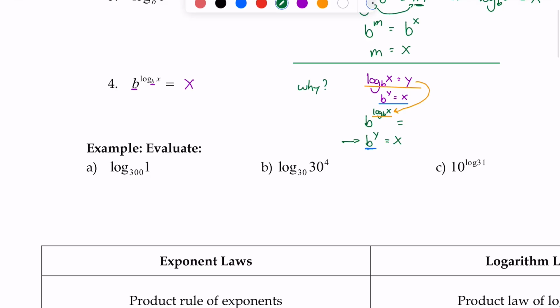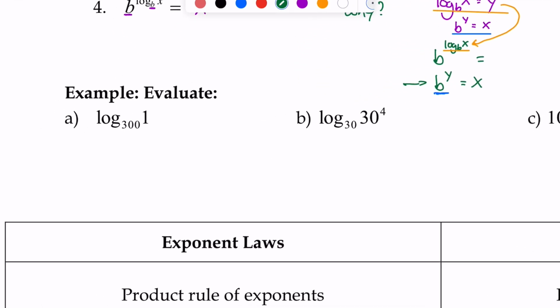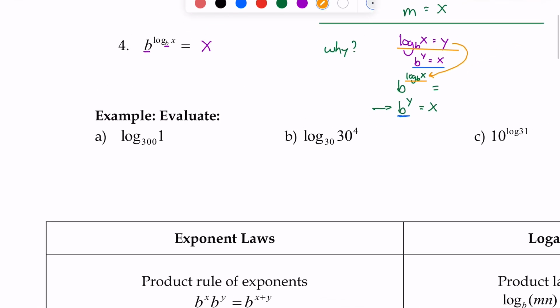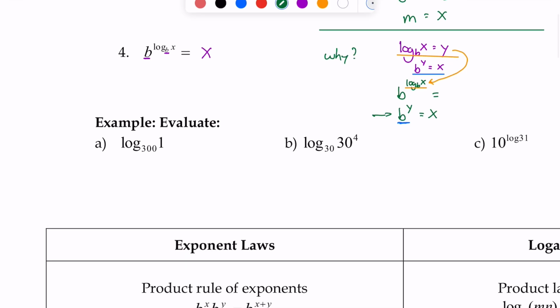So let's apply those 4 basic properties. I'm asking you to solve log base 300 of 1. So you're taking the logarithm of 1, what's inside the bracket here. What number would 300 have to go to the power of to give you 1? That's like using our property number 1, so you're going to get 0. This is property number 1.